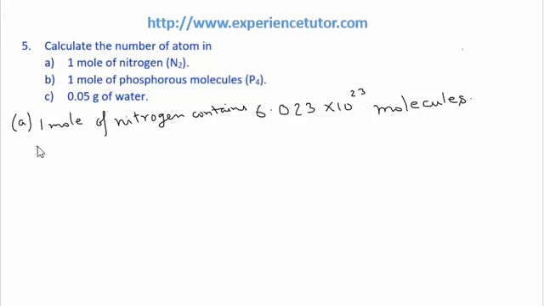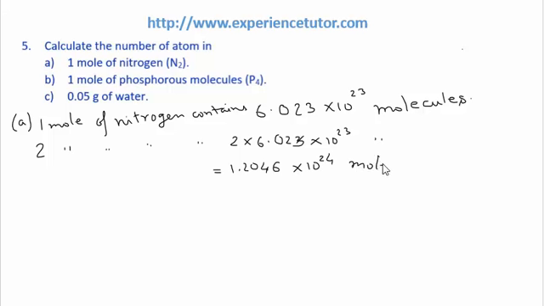Therefore, 2 moles of nitrogen will contain 2 into 6.023 into 10 to the power 23 molecules, which is equal to 1.2046 into 10 to the power 24 molecules.